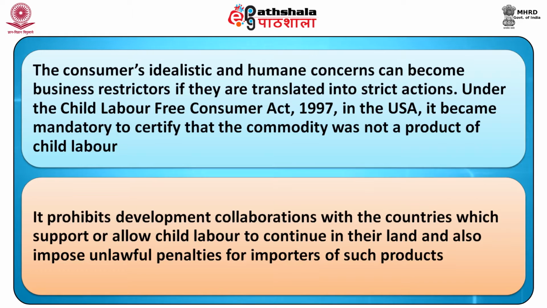Sixth, the consumer's idealistic and humane concerns can become business restrictors if they are translated into strict actions. Under the Child Labor Free Consumer Act 1997 in the USA, it became mandatory to certify that the commodity was not a product of child labor. It prohibits development collaborations with the countries which support or allow child labor to continue in their land, and also imposes unlawful penalties for importers of such products.